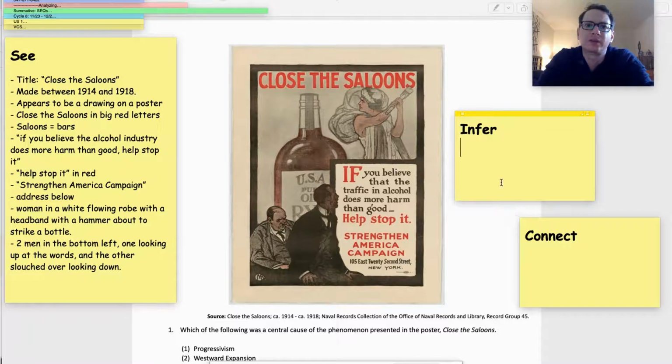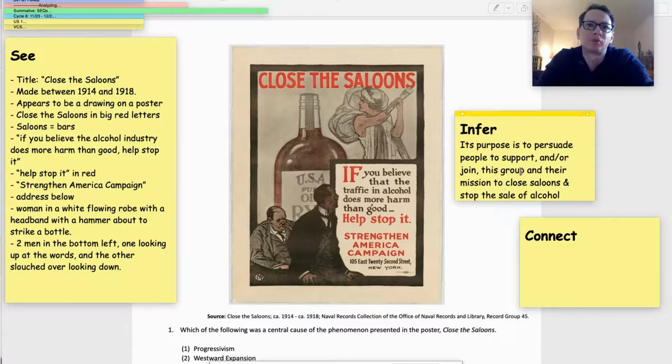An inference I can make is that I believe the purpose of this poster is to convince or persuade people to support and/or join this group and their mission to either close saloons or stop the sale of alcohol. And I came to this conclusion because the words in red seem to be action statements, and then it gives the name of the organization as well as their address, almost like they want people to show up for their meetings or something.